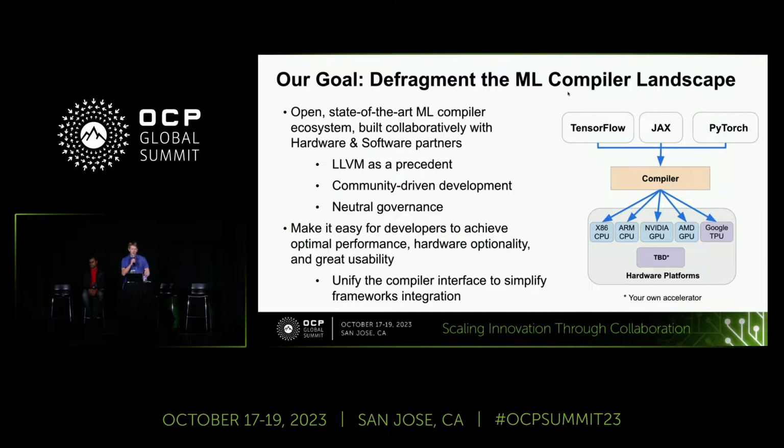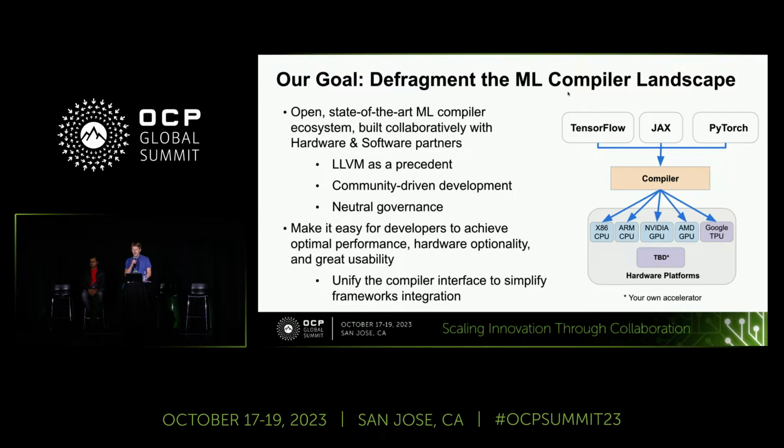Cool. So the goal of OpenXLA is to defragment the ML compiler landscape. We want to be the open state-of-the-art ML compiler ecosystem that's built collaboratively with hardware and software partners. We use LLVM as a precedent here. We want to be very community-driven with our development and have neutral governance.